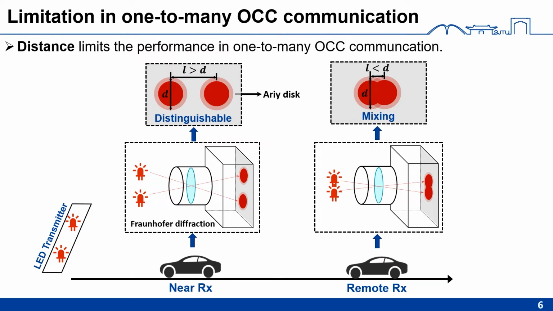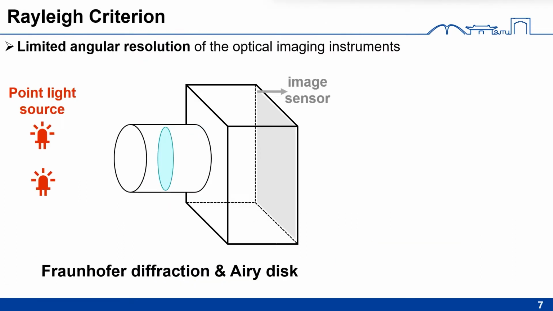On the other hand, if we let the two LEDs blink synchronously to favor the remote receiver, the rate of the near receiver is forced to sacrifice. Therefore, our goal is to allow successful data receiving at the remote receiver, while not sacrificing the data rate of the near receiver. The above limitation originates from the limited resolving power for point light sources of the optical imaging instruments, such as cameras and human eyes.